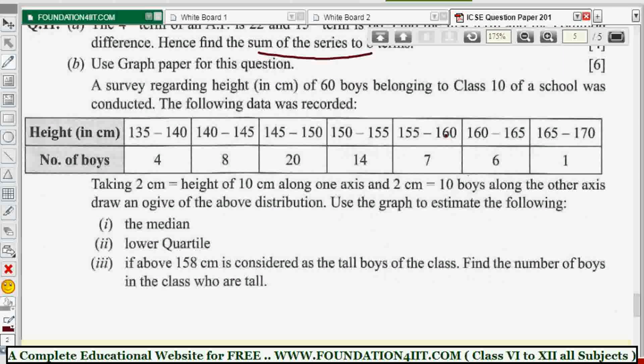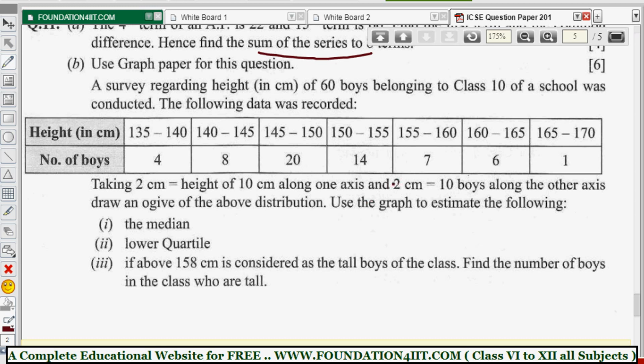Use the graph paper for this question. A survey regarding height in centimeters of 60 boys belonging to class 10 of a school was conducted. The following data was recorded: height in centimeters and number of boys. 135 to 140 heights, there are 4 students; 140 to 145, 8. These are the given data. Use a scale of 2 centimeters equal to 10 centimeters of height along one axis and 2 centimeters equal to 10 boys along the other axis. Draw the ogive of the above distribution.